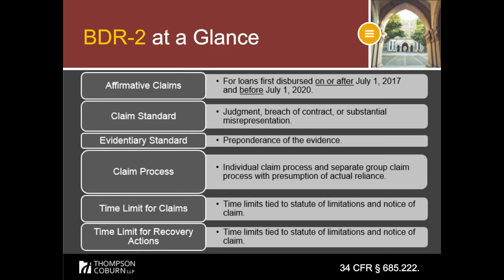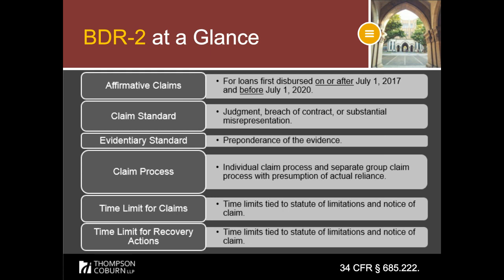Again, affirmative claims are allowed, and when you're asking yourself which claim standard applies, we're talking about loans disbursed on or after July 1st, 2017 and before July 1st, 2020. When you're talking about which adjudication process applies, you're talking about everything disbursed before July 1, 2020. Because remember, in all cases, BDR-2 will apply if the underlying loan was disbursed before July 1, 2020. So what's the standard under BDR-2? Well, there are 3 of them. If the borrower can show that they have a judgment out of a state or federal court, if they allege a breach of contract or substantial misrepresentation.